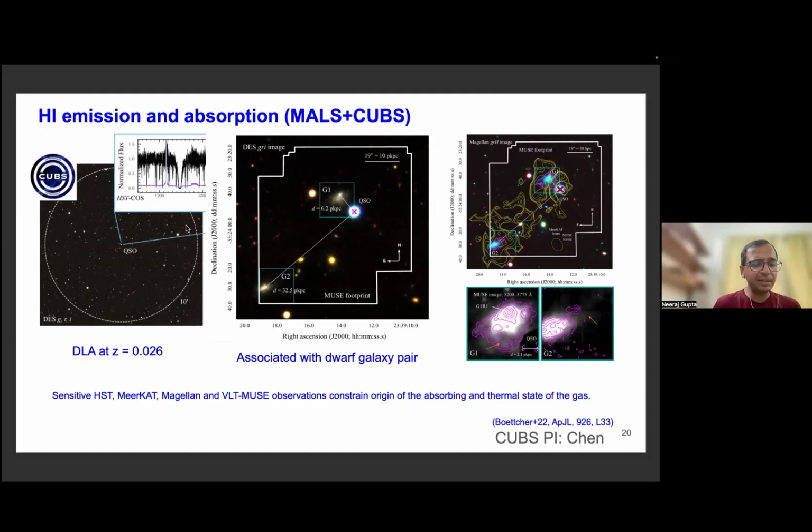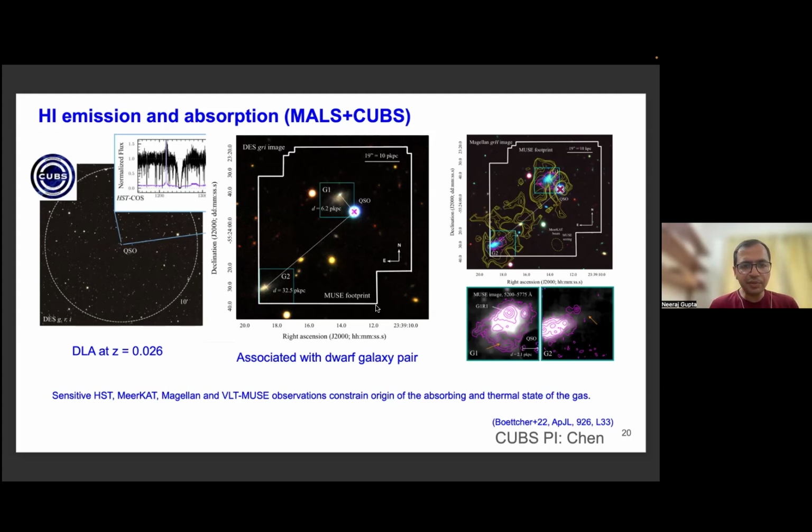So what we are seeing here on the left hand side is a field that has been observed with MeerKAT and also with the Hubble Space Telescope, Magellan and VLT as part of a CUBS survey, which has an overlap of about a dozen pointings with MALS. At the center is a QSO. If you zoom in, in the second panel, we see this QSO, but there happen to be these two dwarf galaxies here as well, right? And they have been observed with MUSE on VLT to get IFU spectra, to observe H alpha from this, for example.